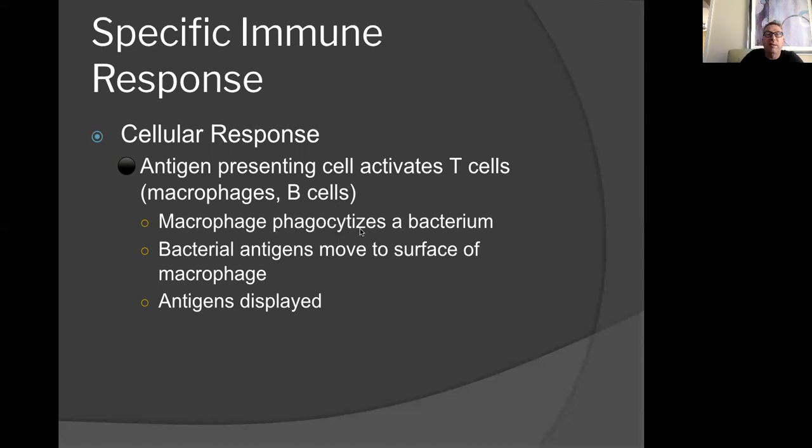Antigen presenting cells activate the T cells, macrophages and B cells. It phagocytizes, which is a fancy word for engulfing, and lyses it, cuts it apart. The bacterial antigens move to the surface of the macrophage, and then those antigens are displayed. So when we talk mostly about antibodies, right? Antibodies attack or adhere to the antigens so they can destroy it. The antigens are what reside on the particular virus or bacterial cell, and bacterial cells are large enough that those antibodies can attack them.